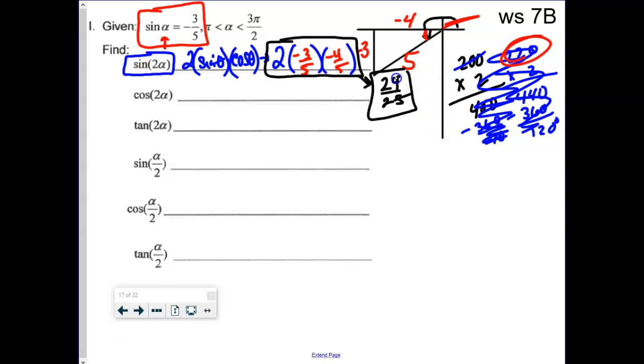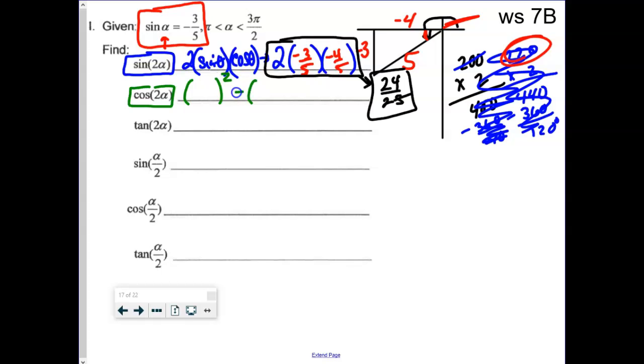Which doesn't really help me if I was still wondering what quadrant I was in, but that's okay. Now cosine of 2 theta, you got a choice. What trade would you like to make for cosine of 2 theta? I like that first one, yeah. I like the way it looks. I like the way it sets up. I like the way it simplifies.